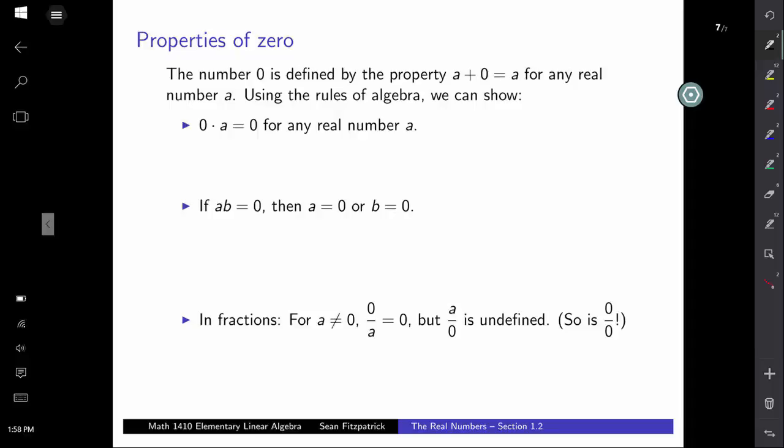Now, we do know, for example, that 0 times a is always equal to 0. This is something which is always true. If you want to try and understand, here's a good exercise for you to try. Why is 0 times anything equal to 0? See if you can play around with just the axioms that we've introduced and see if you can deduce that 0 times a must in fact be equal to 0.